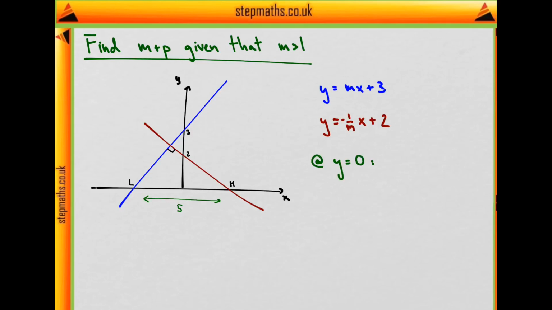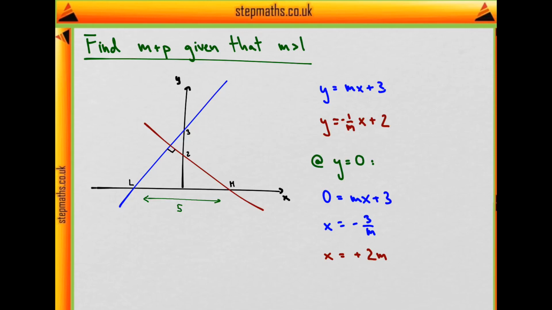Now let's see what happens at y equals 0. That means on the x-axis. In other words, we'll be trying to find the x-coordinates of the points L and M. So when 0 equals mx plus 3, then x must be minus 3 over m. By the same logic, from the second equation, we get plus 2m. And those are now the x-coordinates of the points M and L.